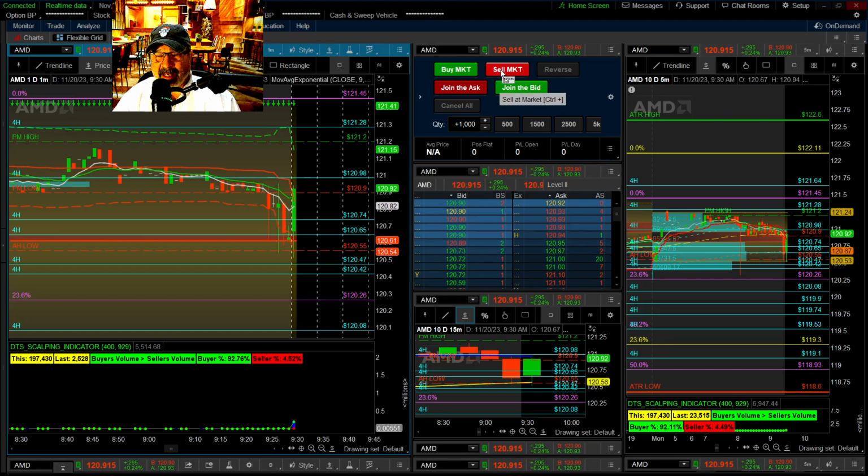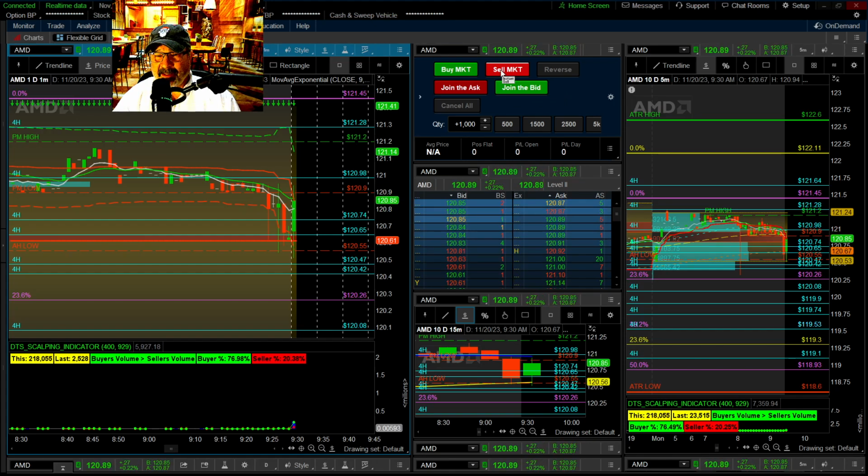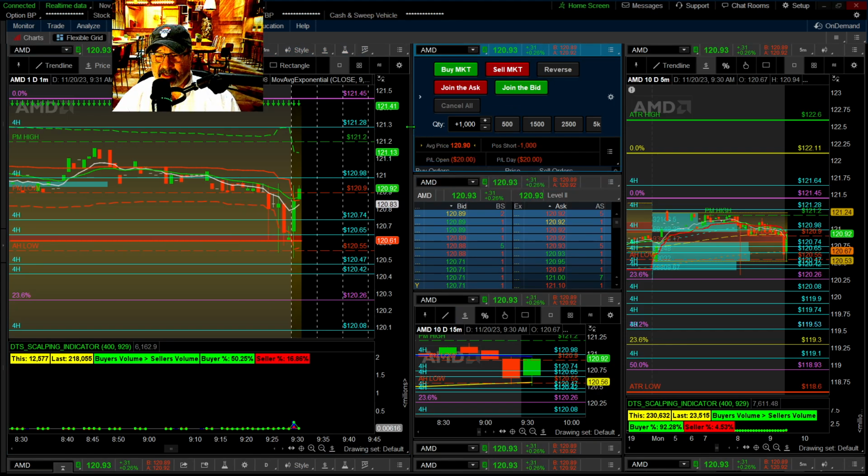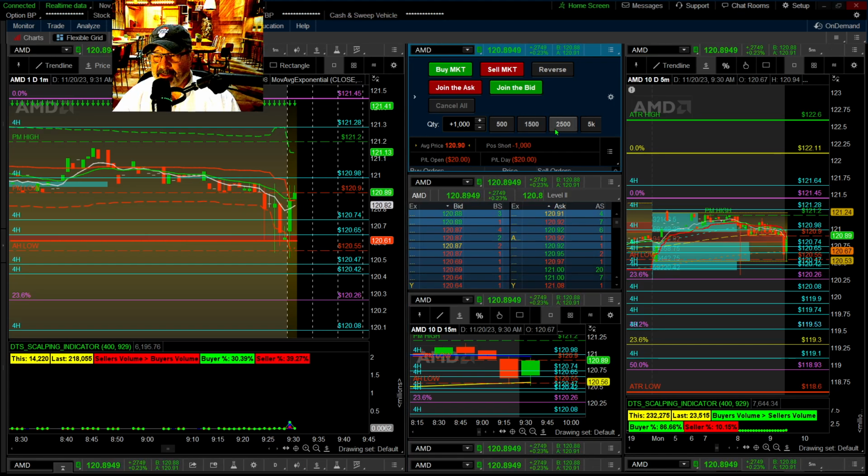I'm looking to capitalize on the drop up here. If it drops off this, I'm going to try to capitalize on that. Yeah, I'm going to go ahead and go in. What did I get it at? 120.90. So I can't see what that is doing, because this thing is not on the... there we go.